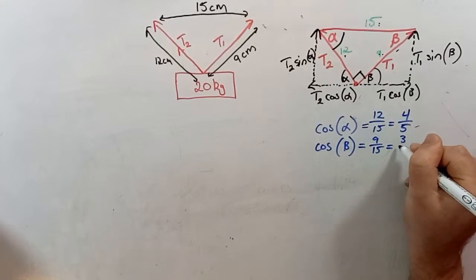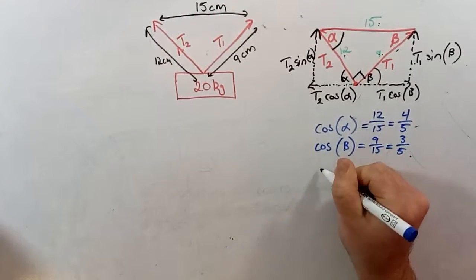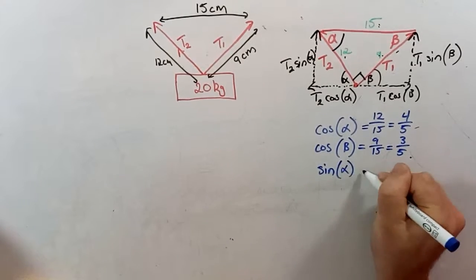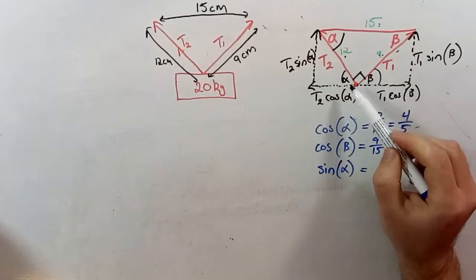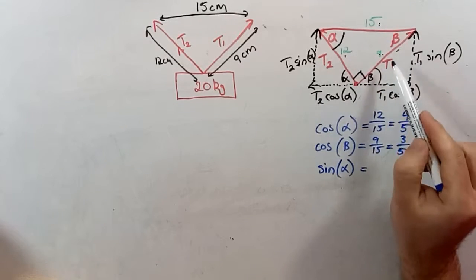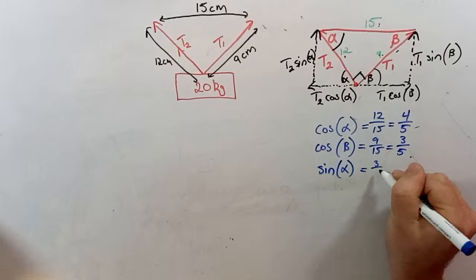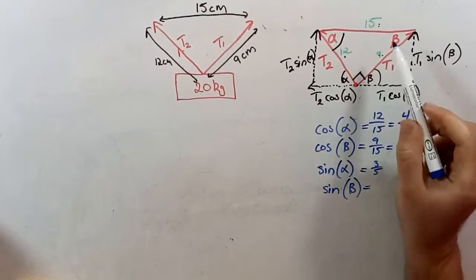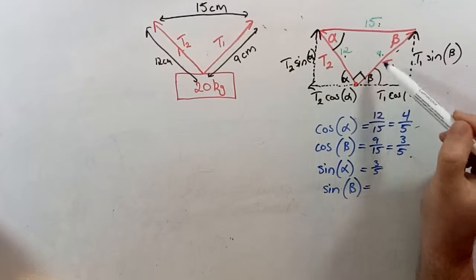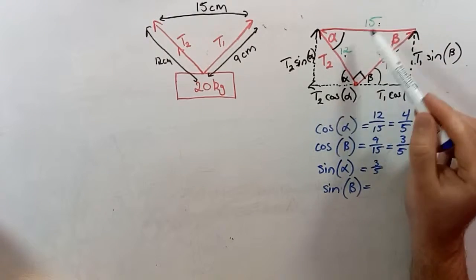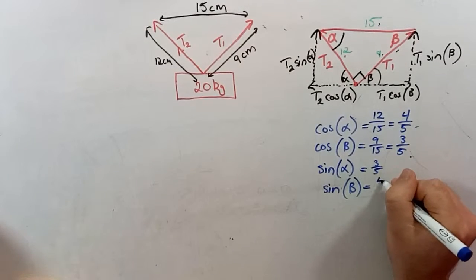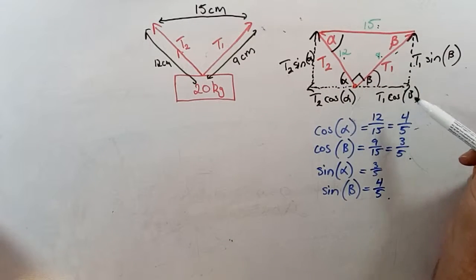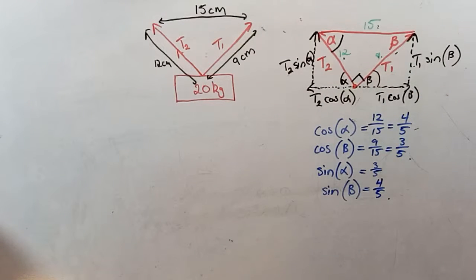9 over 15 is the same as 3 over 5. Okay, so sine of alpha, we've got alpha, so we've got 9 over 15, which is 3 over 5. And sine of beta, so what have we got? Sine of beta, 12 over 15, right? Opposite over hypotenuse, which is 4 over 5. Okay, so we actually know all of these, cos alpha, cos beta, already.